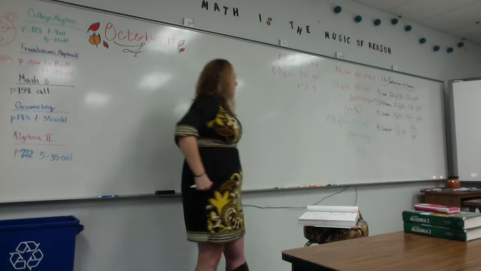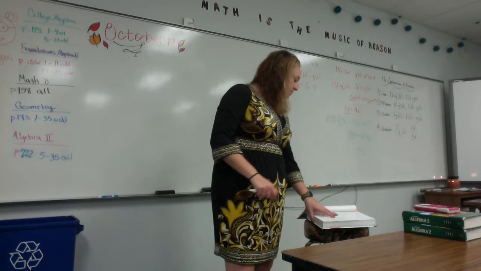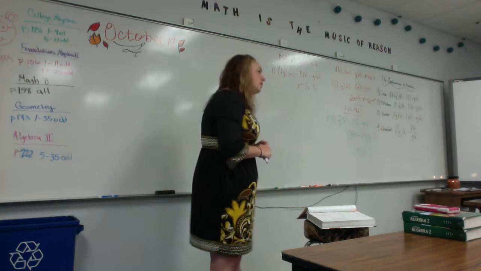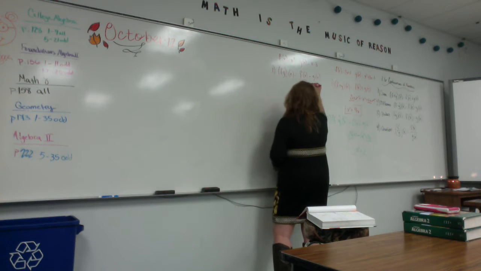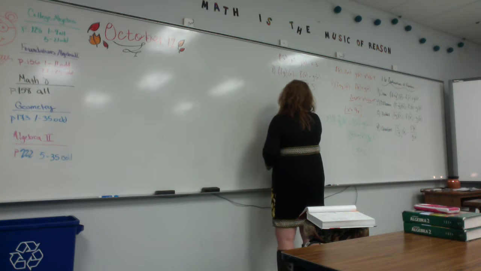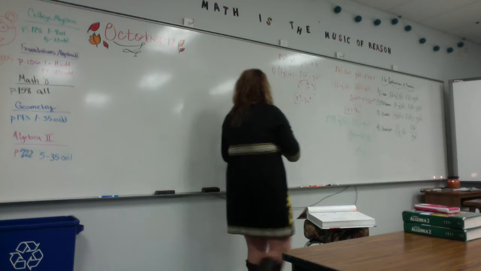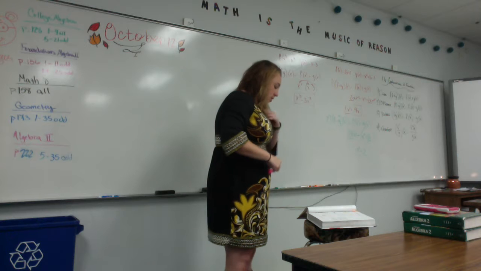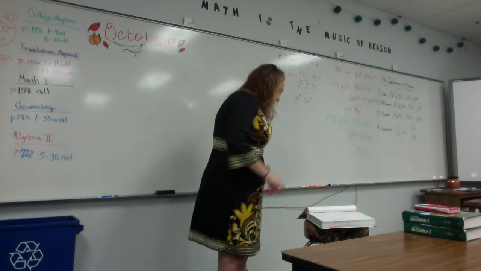What do I have to do when I have an equation that looks like that? Yeah, you have to distribute. So I end up getting x squared times x, which is x cubed, and x squared times negative 3, which is negative 3x squared. Boom. Okay, and that's the simplest form.